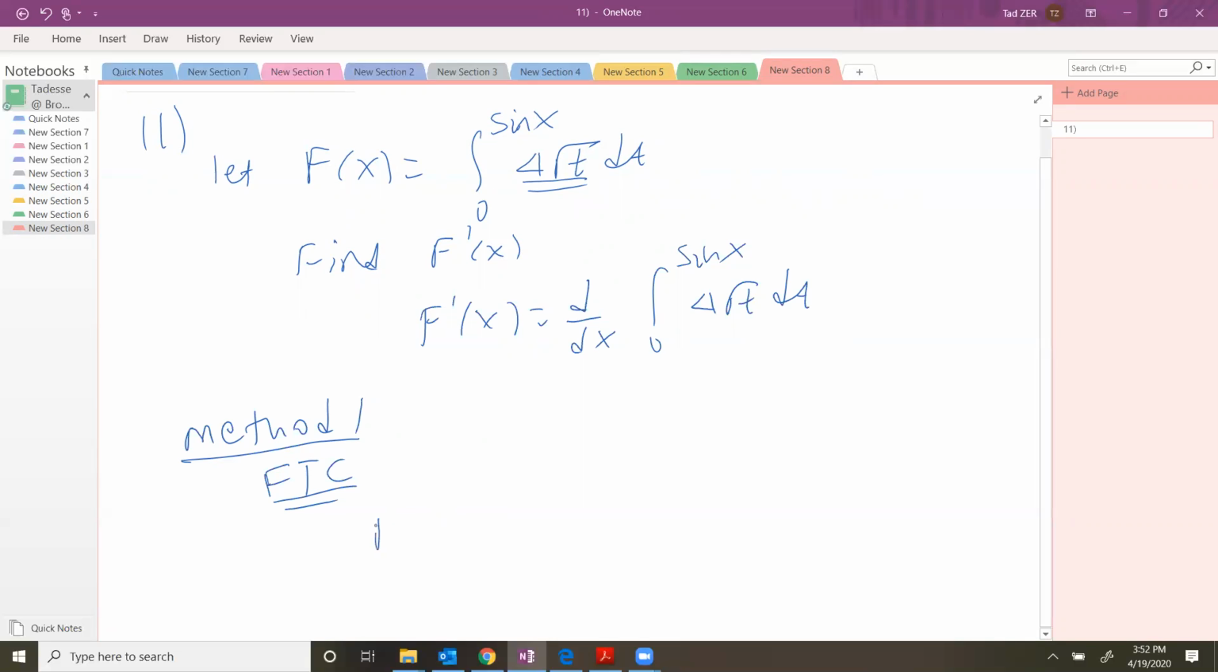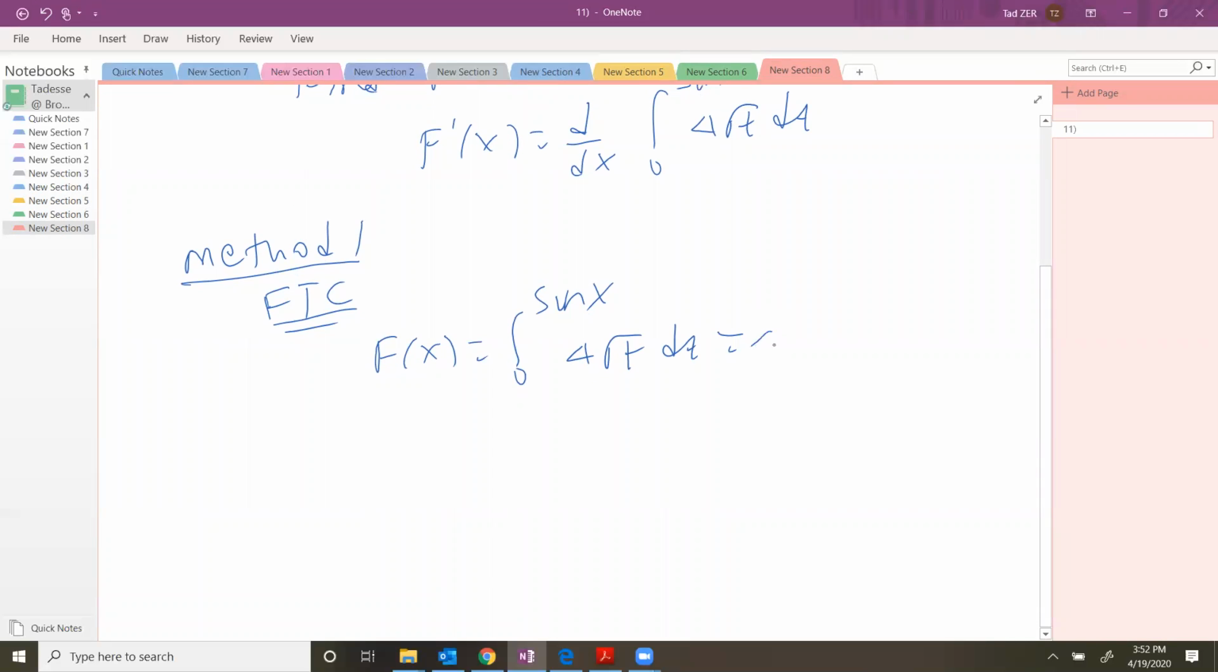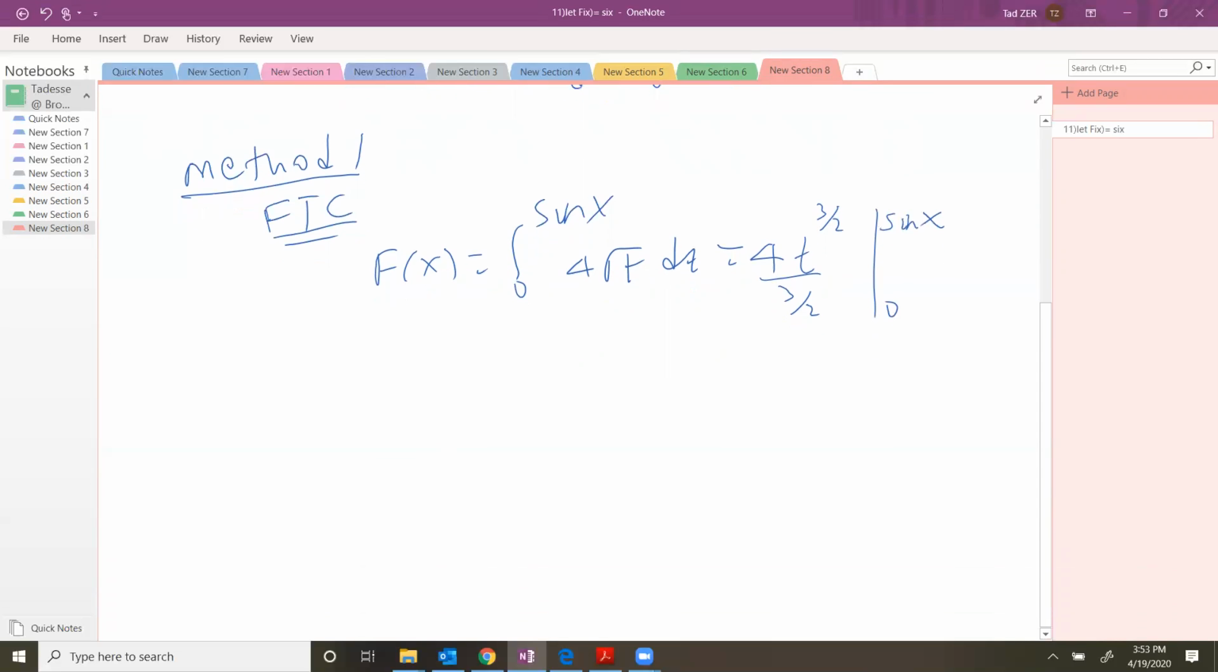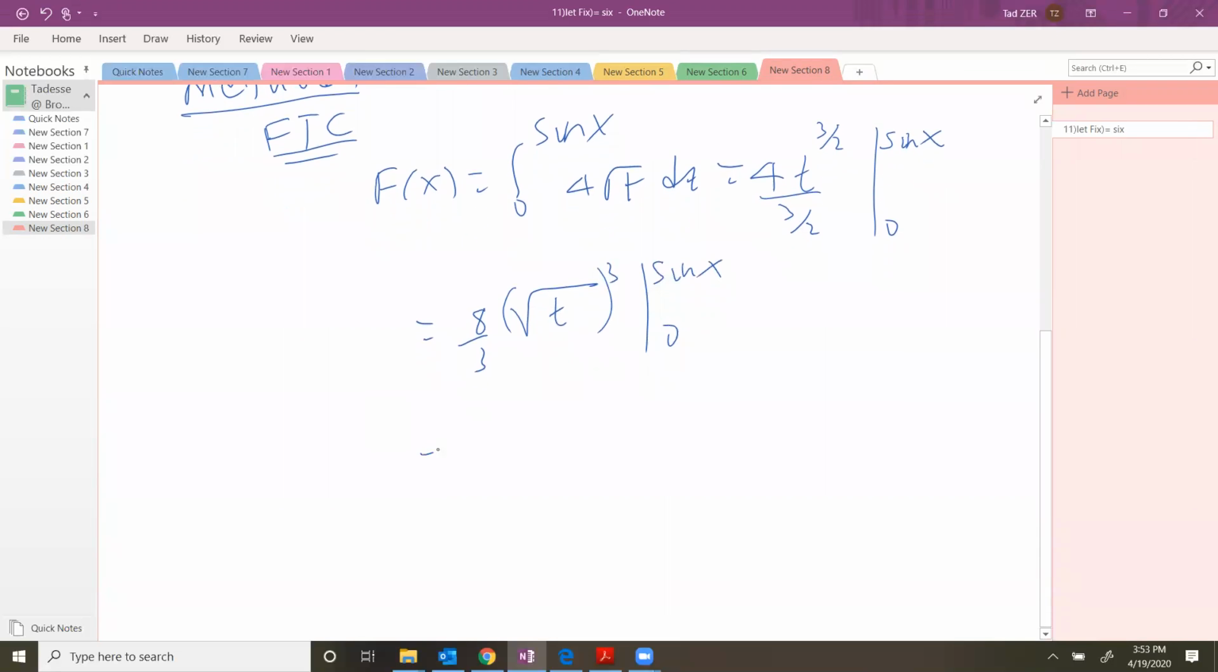So let's do that. f of x, which is equal to the integral from 0 to sine x of 4 square root of t dt. What is the antiderivative of 4 root t? Root t means t to the half. If you add 1, it will be 3 halves, from 0 to sine x. If you simplify, 3 over 2 flipped gives 8 over 3 times the square root of t cubed, from 0 to sine x. What is the value at sine x? It will be the square root of sine x cubed. That is what f of x is.